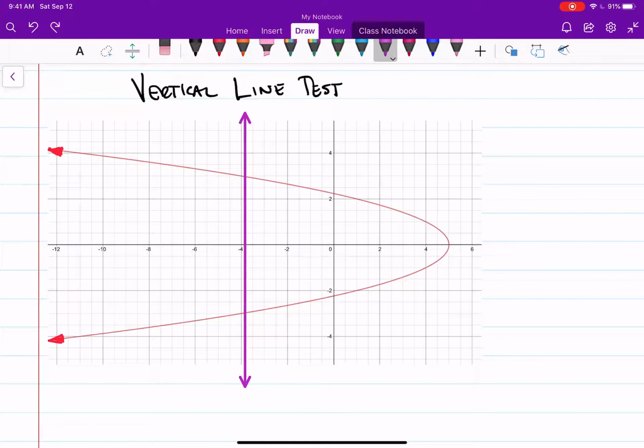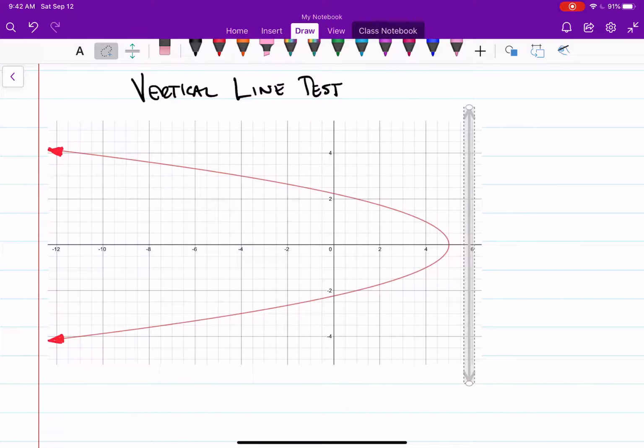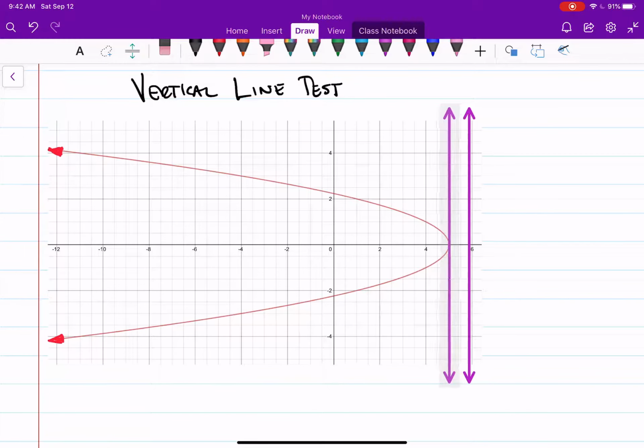Now some of you guys might say, well, what if I just selected out here? Then it wouldn't touch a single point. Or what if, better yet, I touch it right there? I only touch at 1 point. Would that make it a function? I'd be like, you're right.